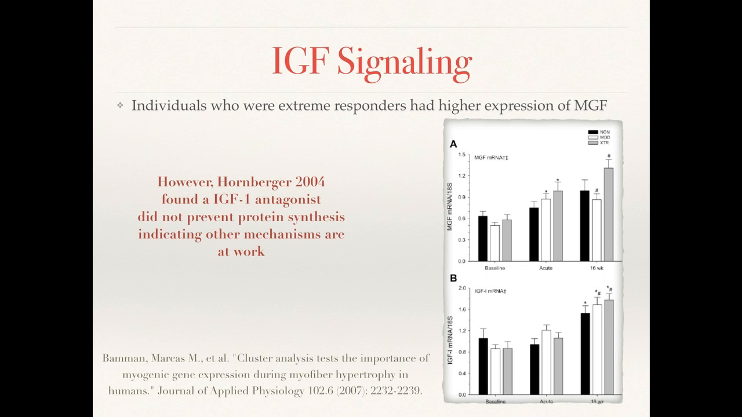When I was in grad school, in fact, everything centered around IGF-1 in resistance training. And I was actually in grad school after this study. But Hornberger cast doubt on this a few years before, but it took a long time to really get into popular media. He found that IGF-1 antagonists did not prevent protein synthesis. Now, what is this? It doesn't indicate that IGF-1 is not important. It indicates that there are other mechanisms involved.